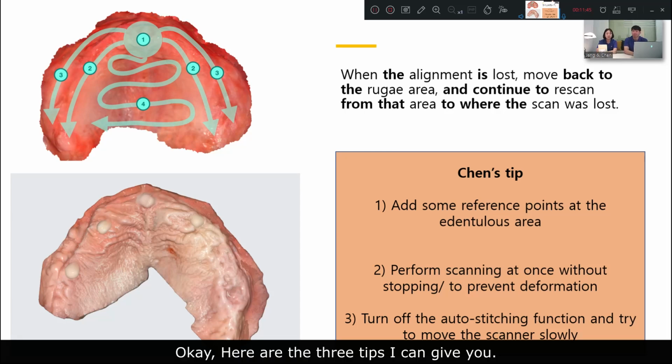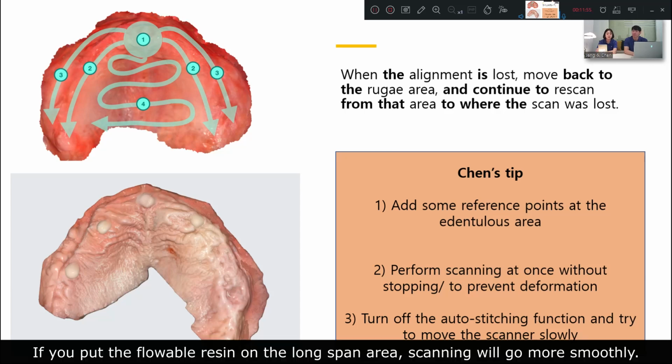Okay, here are the 3 tips I can give you. First, I add some reference points at the edentulous area. If you put the prosthesis on the long span area, scanning will go more smoothly.